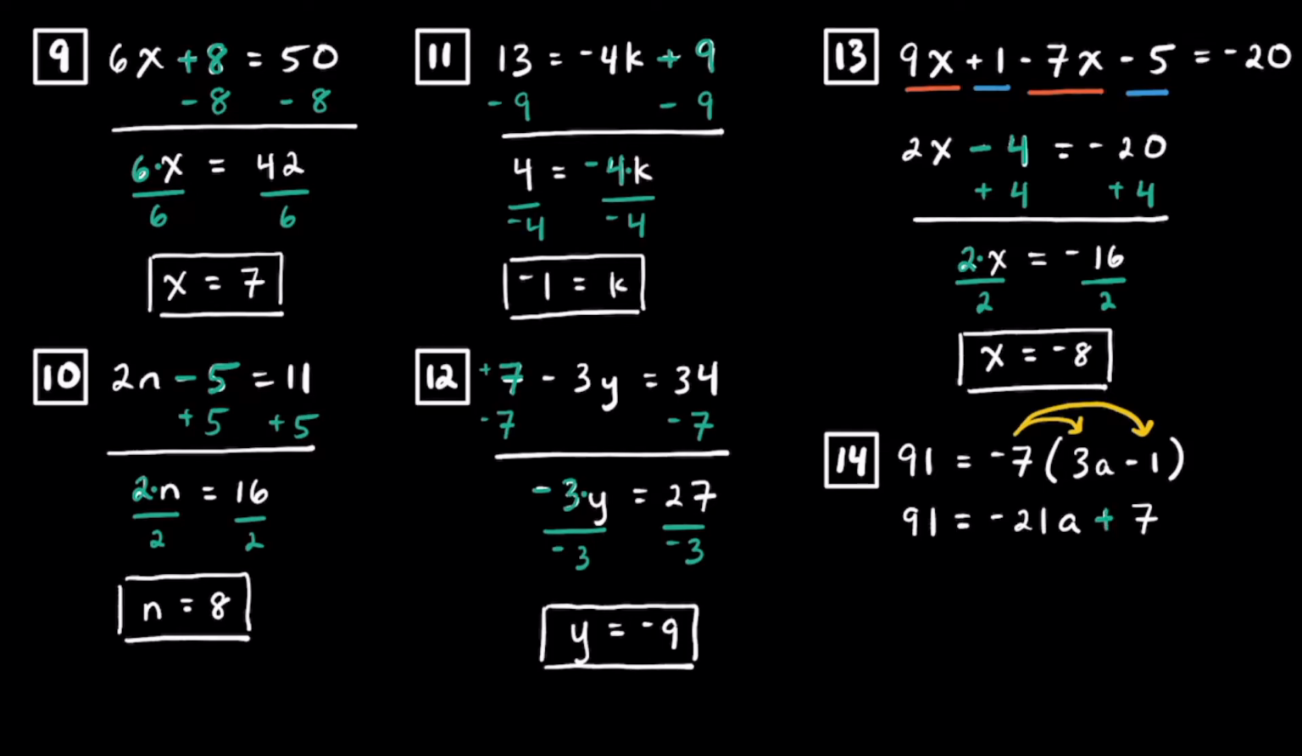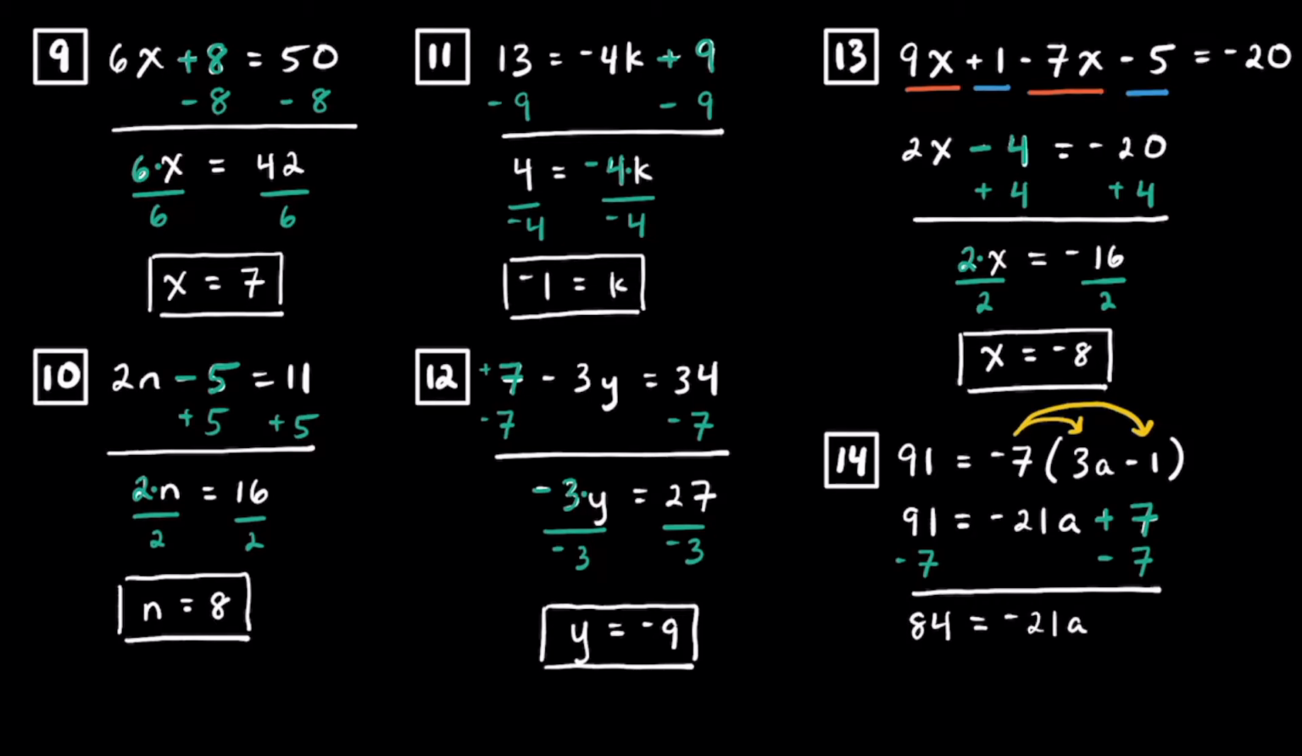So just like earlier, we see this plus 7. Let's go ahead and do the opposite, or inverse, to get rid of it. Let's subtract 7 from both sides of the equation. On the left side, 91 minus that 7 is going to be, what, 84? And on the right side, we have negative 21a and plus 0, but we're not going to write the plus 0.